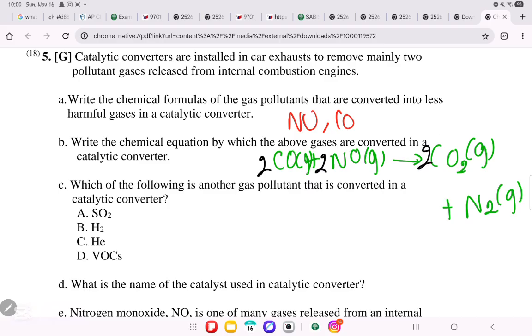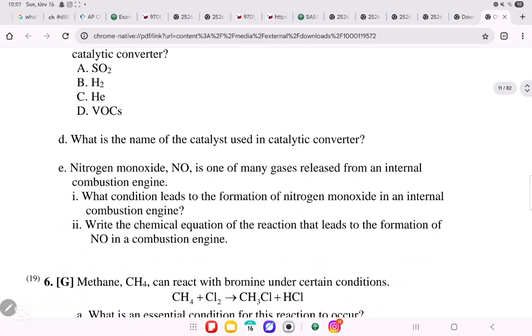Part C, what does it say? Which of the following is another gas pollutant that is converted in a catalytic converter? We have the VOCs, very important. They're very dangerous and are converted in the catalytic converter. Okay, and we'll move on to part D. What does it say? It says, what's the name of the catalyst used in the catalytic converter? The catalyst used in the catalytic converter is platinum.